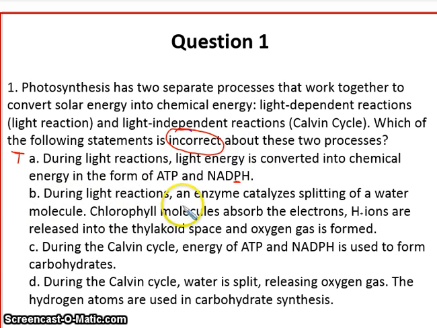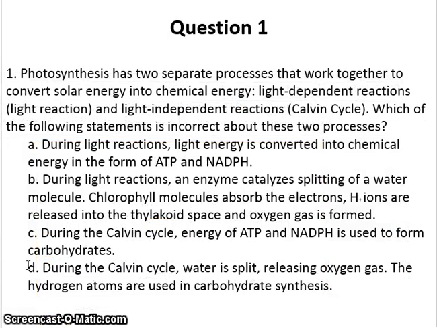It also says during light reactions, enzymes catalyze splitting of water as a molecule. Chlorophyll molecules absorb the electrons. Hydrogen ions are released into the thylakoid space, and oxygen gas is formed. That is also true. During the Calvin cycle, or the dark cycle, energy of ATP and NADPH is used to form carbohydrates, or G3P. That's correct as well. Last one, during the Calvin cycle, water is split, and that's where we say, no, that part's not true, releasing oxygen gas. So this one would be the one that's false. D would be our correct answer here.